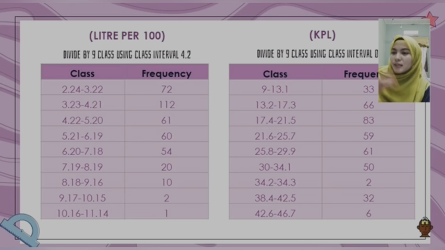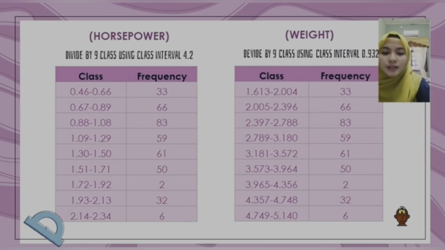As you can see from the data here, the liters per 100 km is divided into 9 classes using a class interval of 4.2. For the second table, the KPL is divided into 9 classes using a class interval of 0.21. Meanwhile, the horsepower is divided into 9 classes using a class interval of 4.2. So we get the frequency. Next, the weight is divided into 9 classes using a class interval of 0.932.